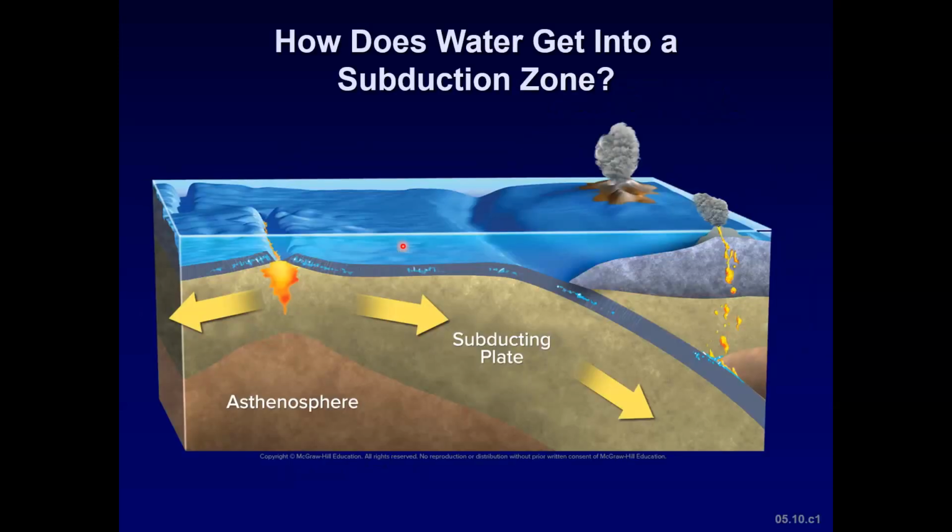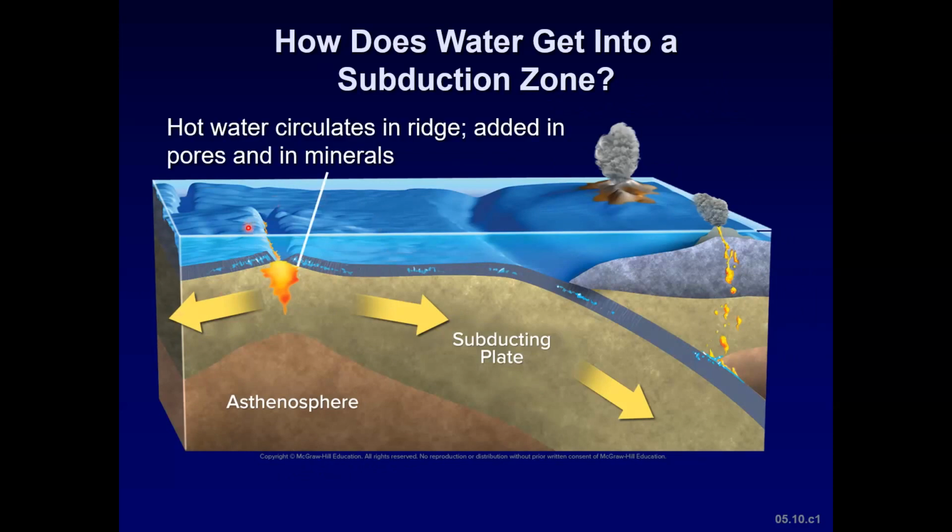So how does water get into a subduction zone? In this case, we have hot water circulating in a ridge. It can be added into pores and into minerals. Keeps going down further, subducting, and the water in the minerals is released at a great depth and rises as magma, or the magma rises from that.